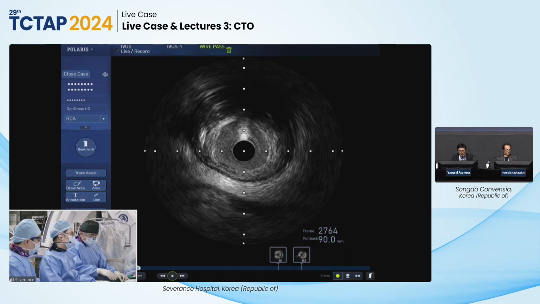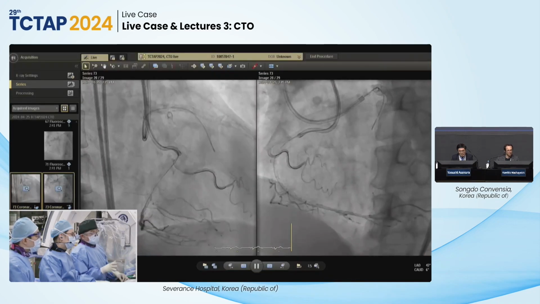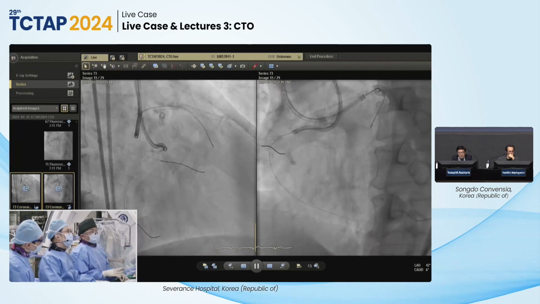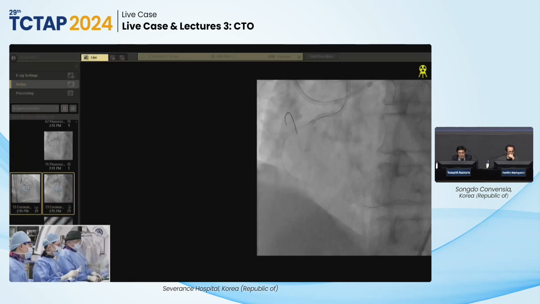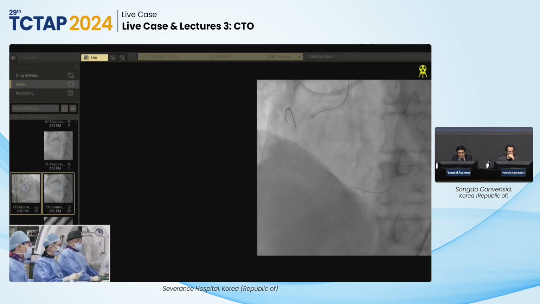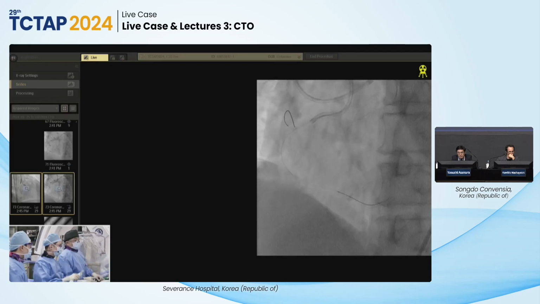Okay, so anyways, we already prepared the stent, a long DES, 3.0 by 46. So if there is some difficulty in crossing the region, we should consider further treatment or not. Anyway, I will show you our stent passing.